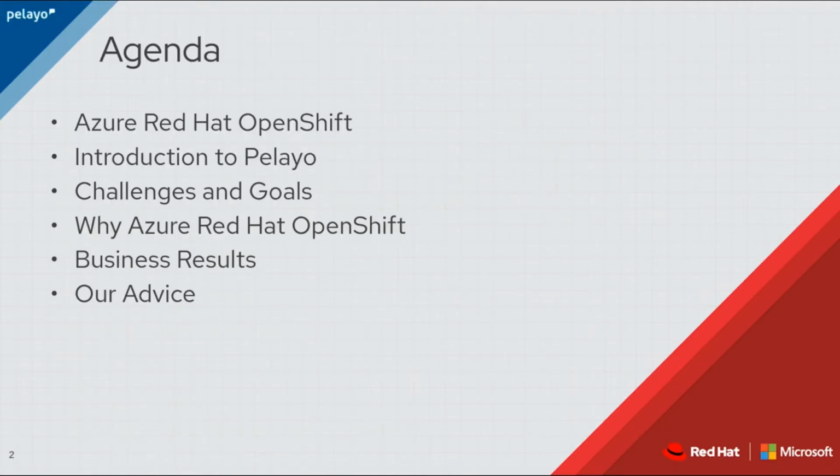On the agenda today, we're going to do a very brief introduction to what is Azure Red Hat OpenShift, the first-party, fully managed service from Microsoft and Red Hat. Then we'll hand over to Oscar, who will introduce Pelayo, talk to you about the company, and tell you about where they are today and where they've come from, and obviously their challenges and goals as well. Oscar's going to tell you about why the company chose Azure Red Hat OpenShift, and most importantly, talk about the results and what they've got from deploying the service with their applications today in production. We'll finish off with a bit of advice, and we're very keen to hear your questions and comments in chat, so please do use the interactive features and get in touch. We'd love to hear from you.